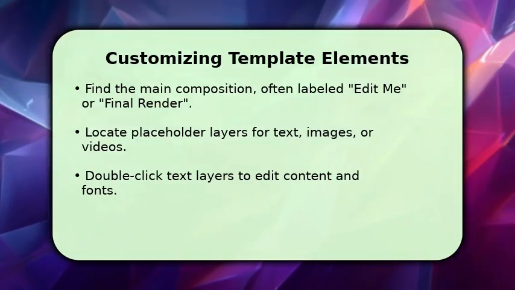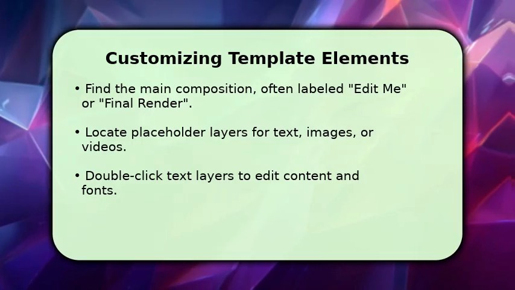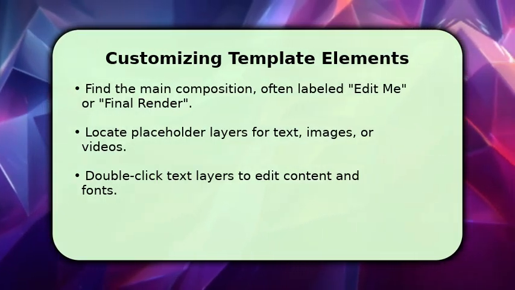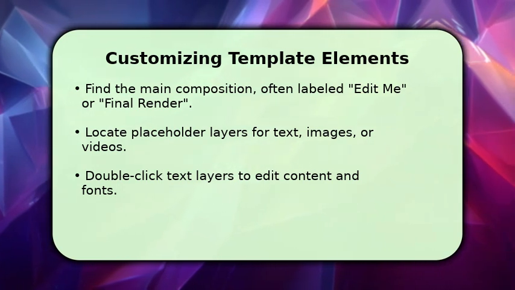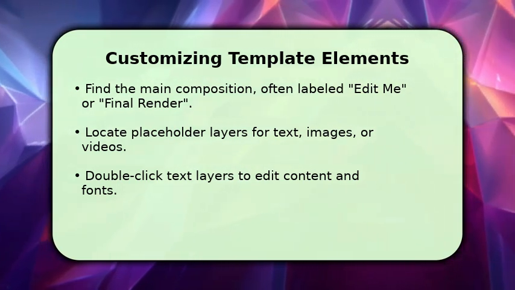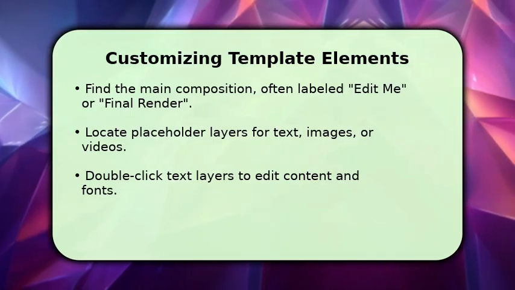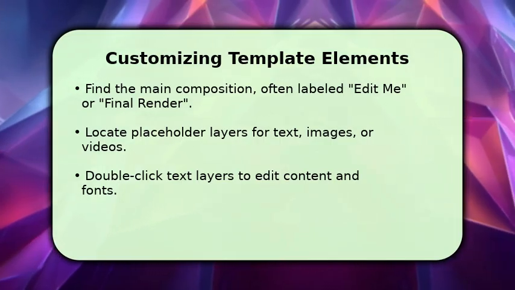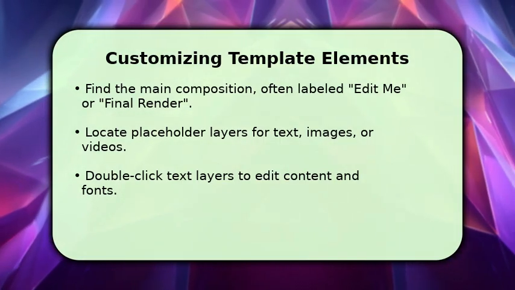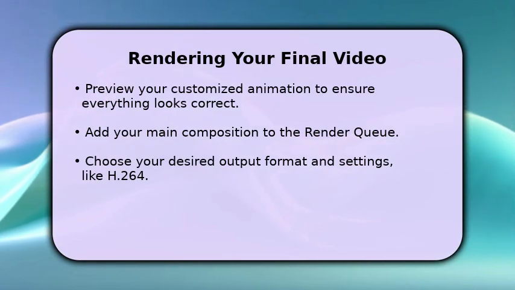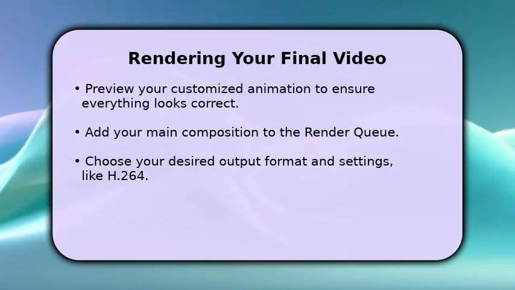Look for the main composition, which is often clearly labeled as Edit Me or Final Render within the project panel. Inside, you'll find placeholder layers for text, images, or videos. Double-click on text layers to easily change the content and adjust fonts. For media placeholders, simply drag and drop your own footage or images to replace the existing ones, making the template uniquely yours. After customizing your template, it's time to render your final video.